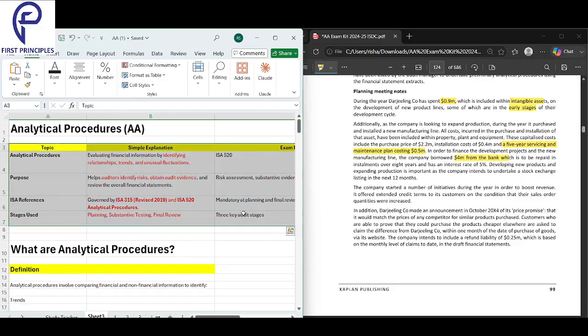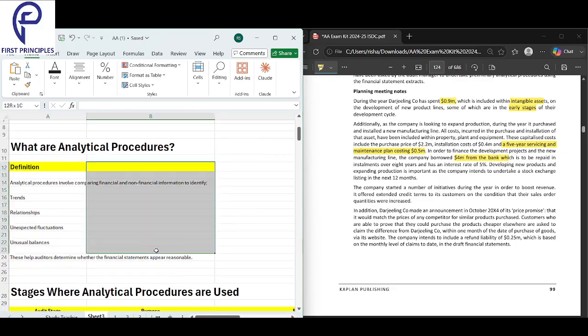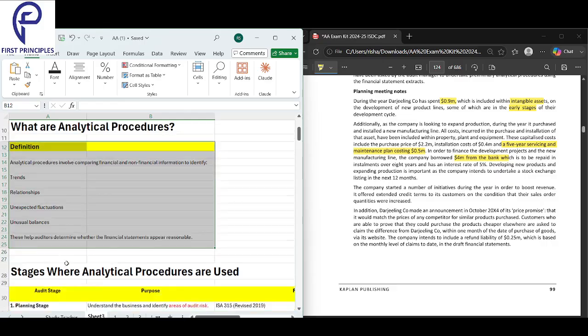First of all, you understood what an analytical procedure is. What is analytical procedure? Comparison. You compare this year and last year, you compare yourself and your competitor. Why do you compare? If you take data for years and years and compare, you will know about the trends, about relationships, and about unexpected fluctuations. You will know what is happening in the company, what the trend of the company is, what fluctuations there are in the company's numbers, and what the relationship is between various aspects.